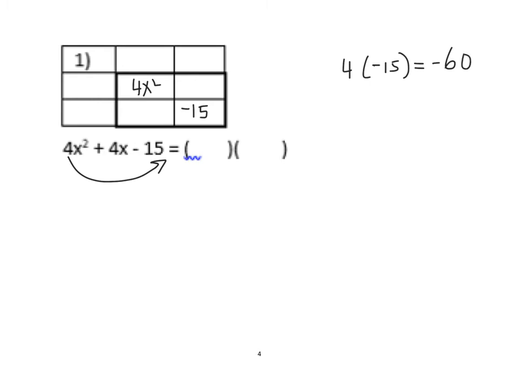And I want to get 4, so I'm thinking about 10 and 6. And which one has to be negative? This has to be negative 6, so that when I add them I get 4. So I'm going to put 10x and this is going to be negative 6x.